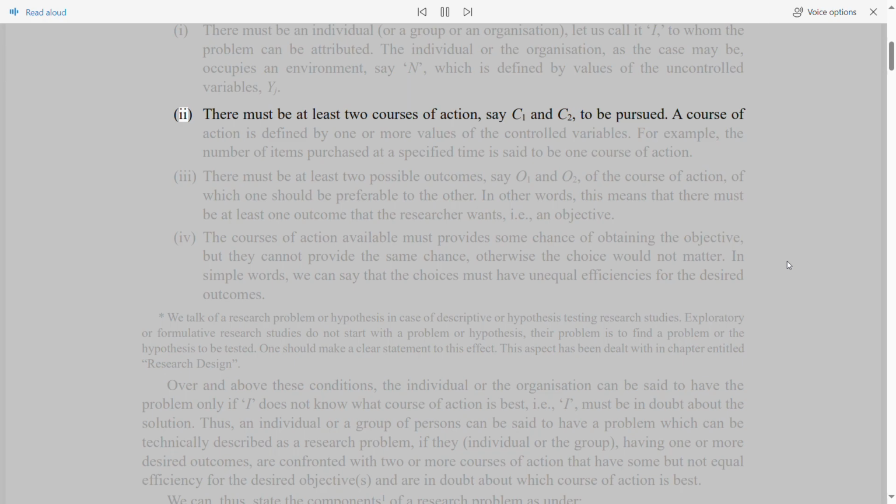2. There must be at least two courses of action, say C1 and C2, to be pursued. A course of action is defined by one or more values of the controlled variables. For example, the number of items purchased at a specified time is said to be one course of action.